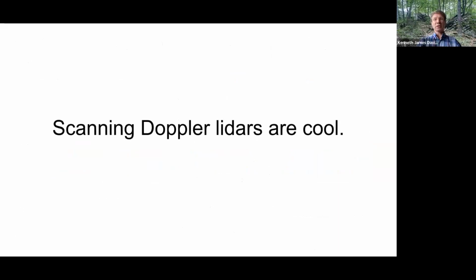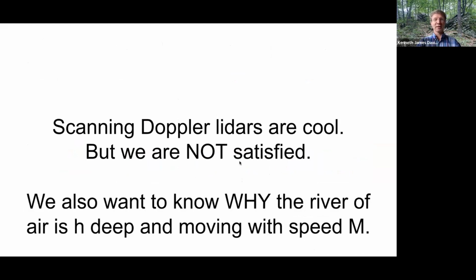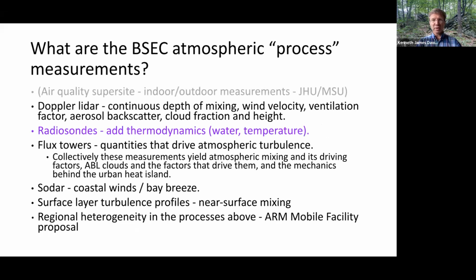All right, so scanning Doppler LiDARs are cool, but we are not satisfied. This is not good enough. We want to know not just the why of the boundary layer to understand if we get the urban climate right for the right reason, but we want to know if we get the boundary layer right for the right reason. Why is H what it is, and why is the wind speed what it is? So we need more measurements for that.